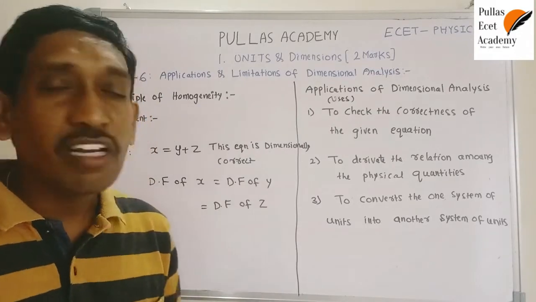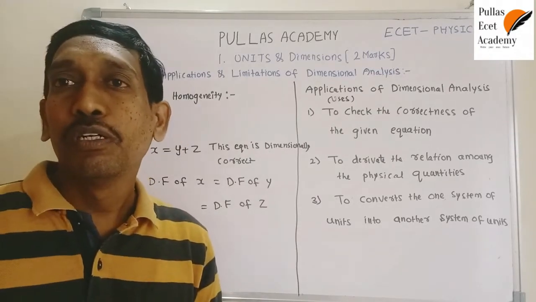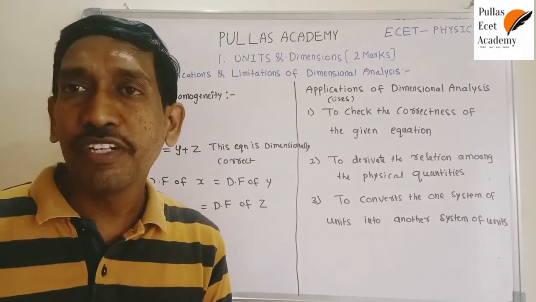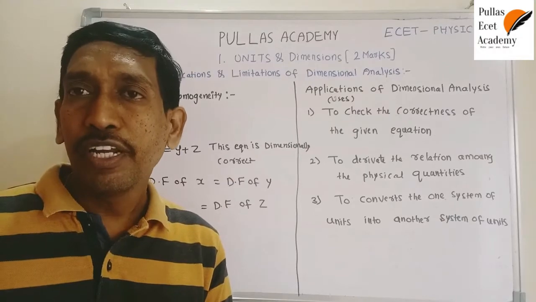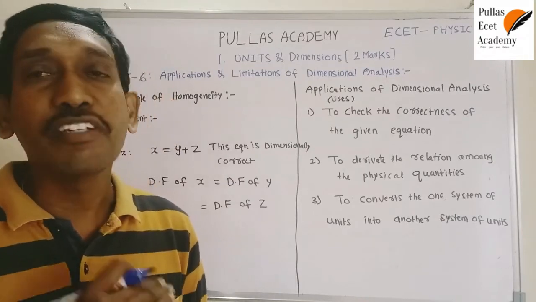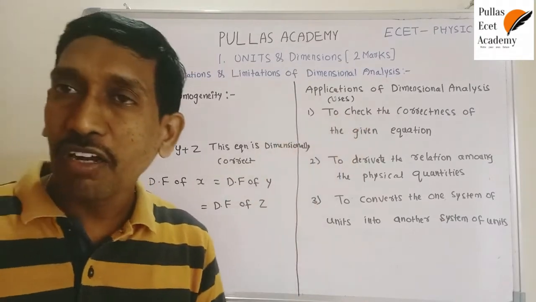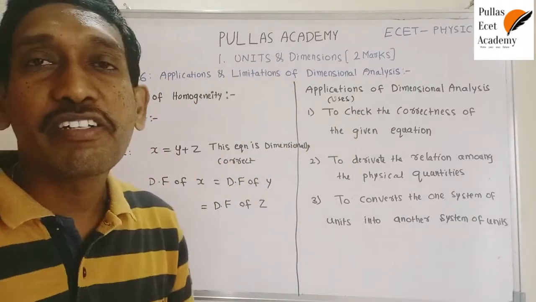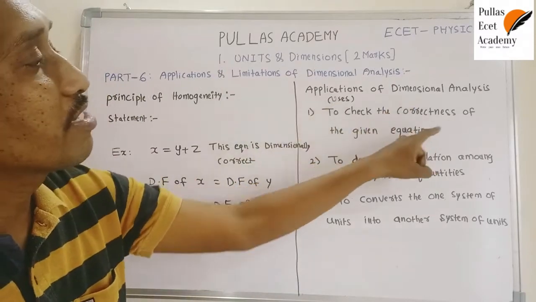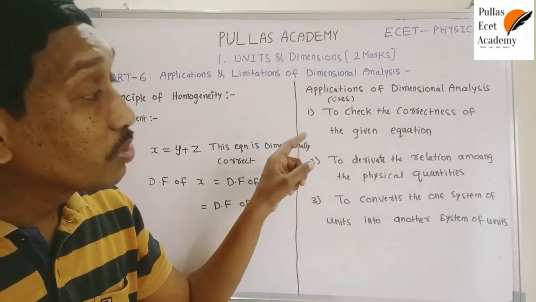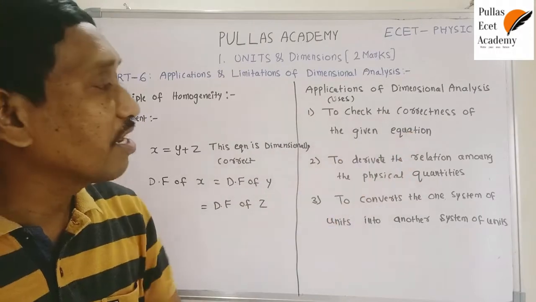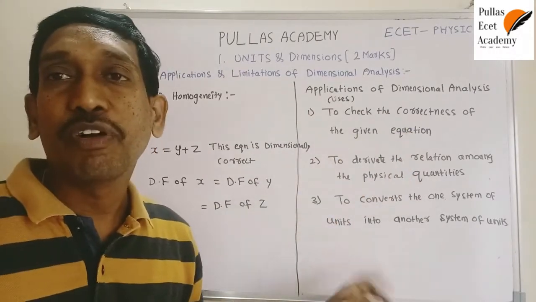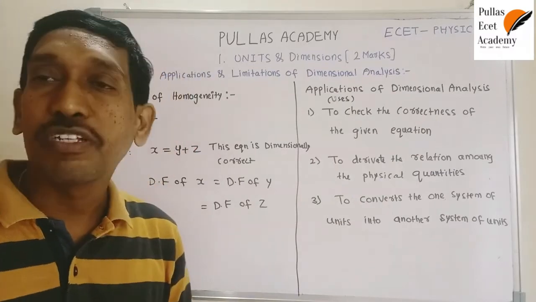By using dimensional analysis we can also derive a new system of units. If you want to introduce any new system of units, that is also possible. These are all applications, but mainly three important applications we have. One is to check the correctness of the given equation. Second is to deduce or derive the relation among the different physical quantities. One more is to convert one system of units into another system of units.